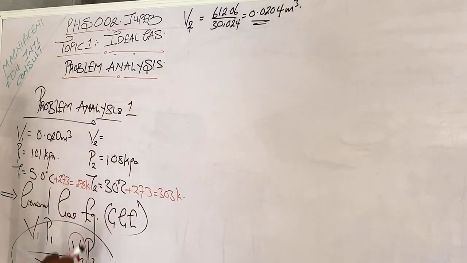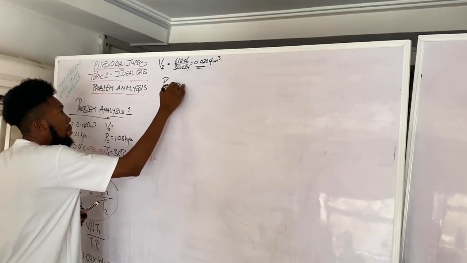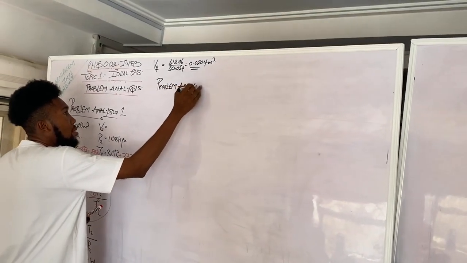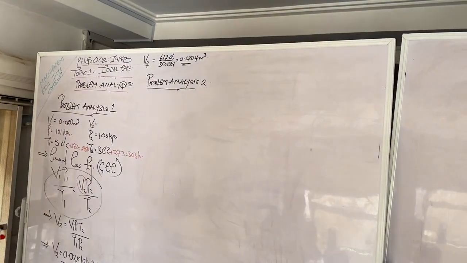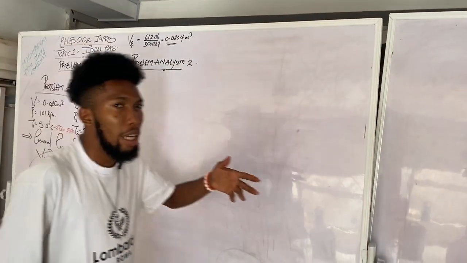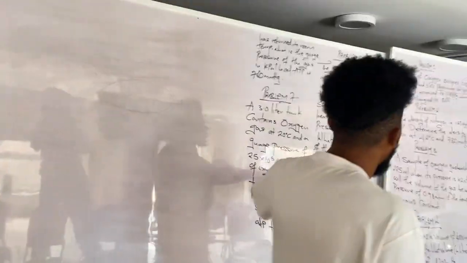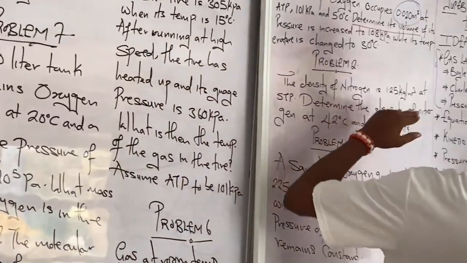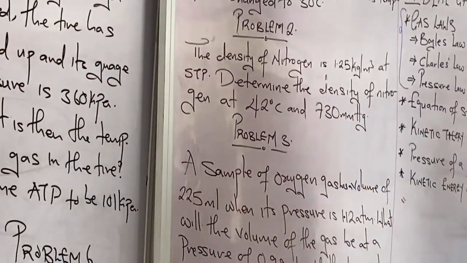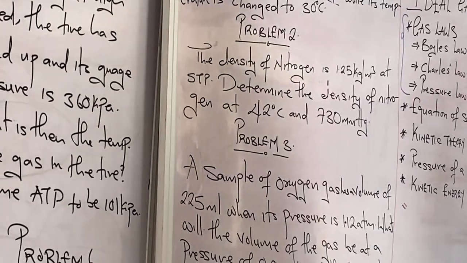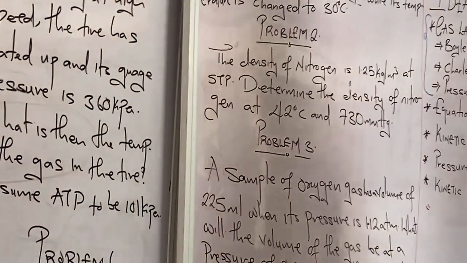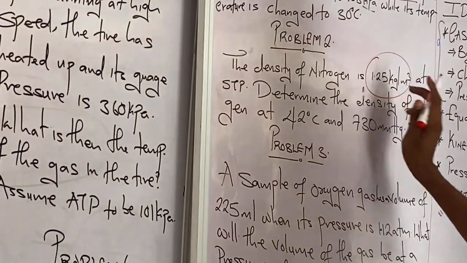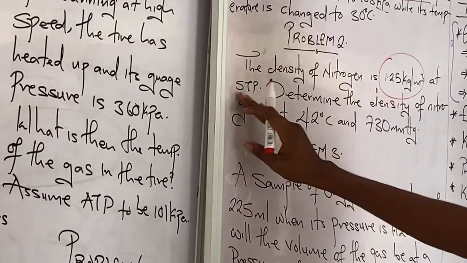Okay, good. Problem analysis 2. In problem analysis, question number 2, we said the density of nitrogen is 1.25 kilogram per meter cube. So this is one of the important parameters here, and its density. You can see the unit at STP, that's standard temperature and pressure.